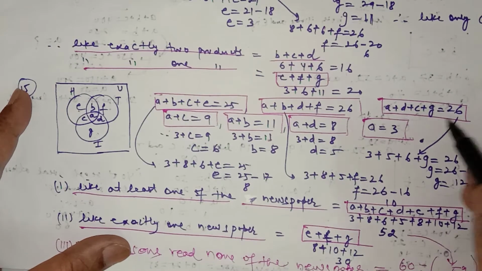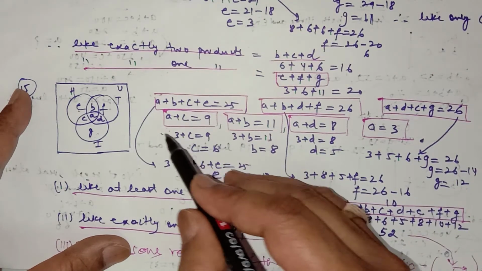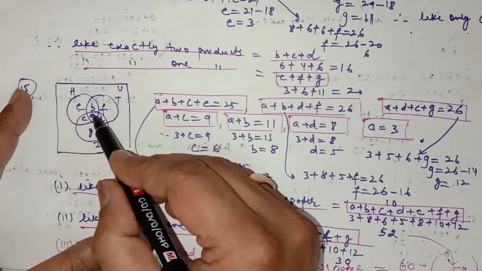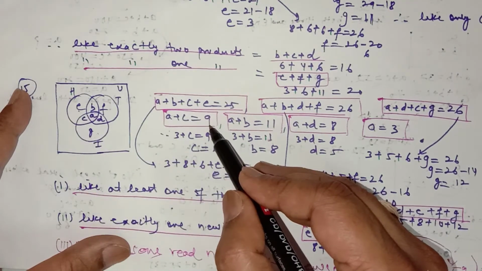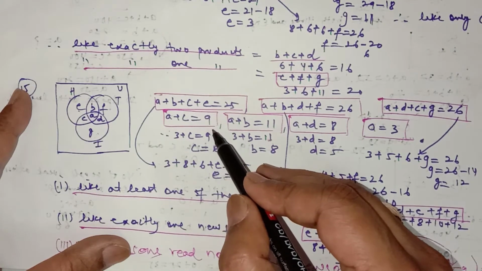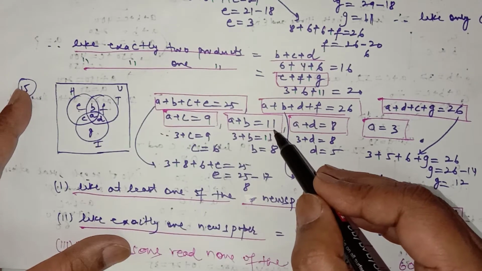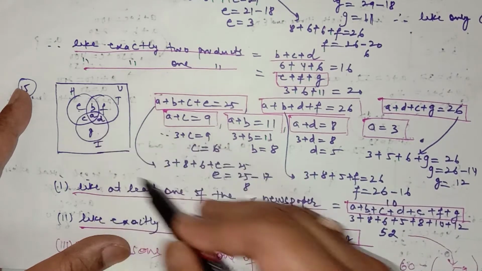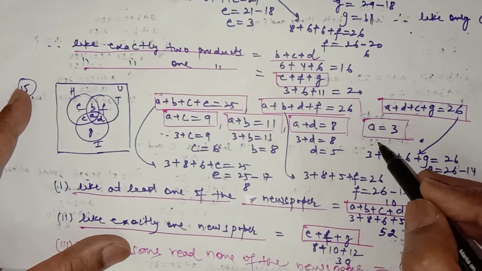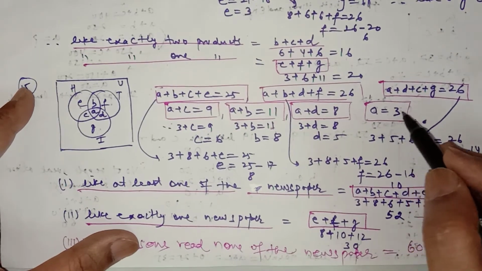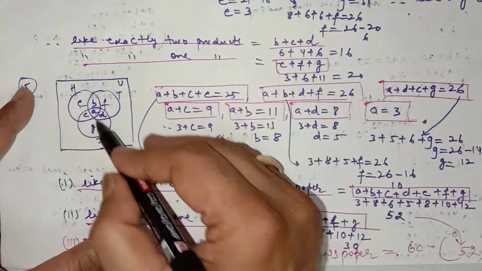It is also given that the number of persons reading newspapers H and I, that is A plus C, is 9. The number reading both H and T, that is A plus B, is 11. The number reading both T and I, that is A plus D, is 8, and the number reading all 3 newspapers is 3, that is A equals 3.